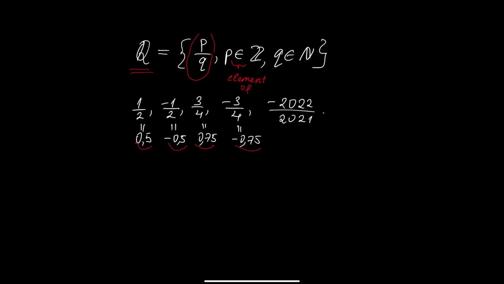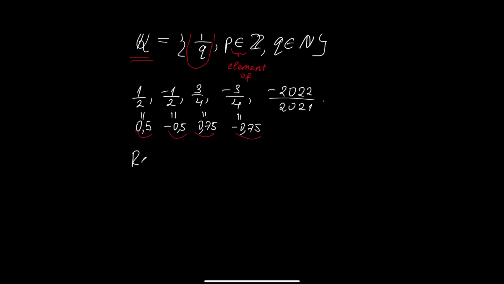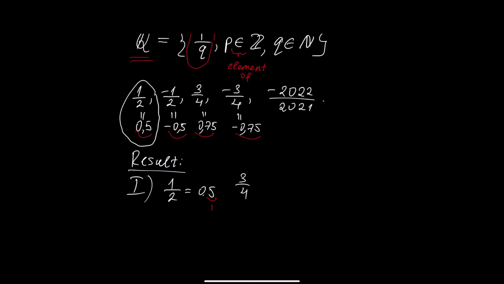We have a result in mathematics. Let's write it. Result: any rational number has a decimal form of two kinds. The first kind, for example, 1 over 2 is 0.5, and we have one digit after our point. 3 over 4 is 0.75. So we have two digits here.